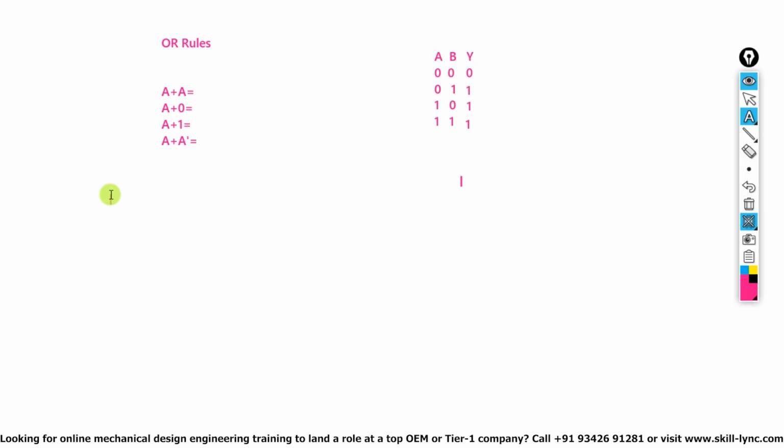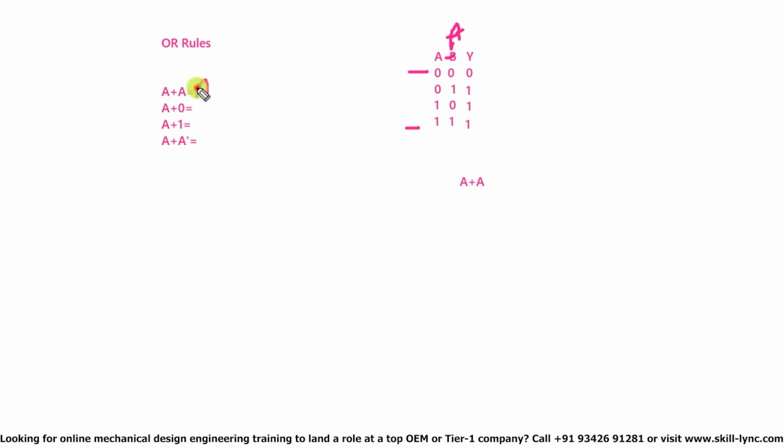Now we have to find out the value of A plus A. Let's take A as 0. So 0 plus 0 is 0, and 1 plus 1 is 1. Whatsoever the number you are taking, you are getting the same number. When A is 0, Y is 0, and when A is 1, Y is 1. Means Y is just replicating the value of A only.